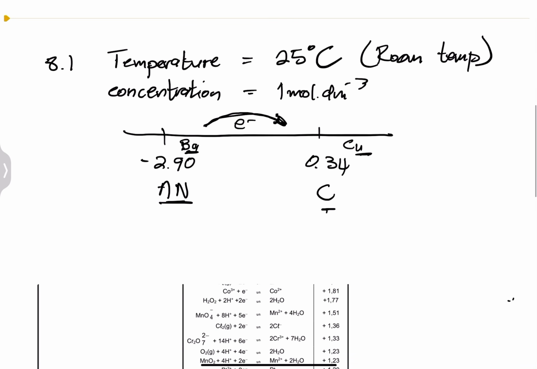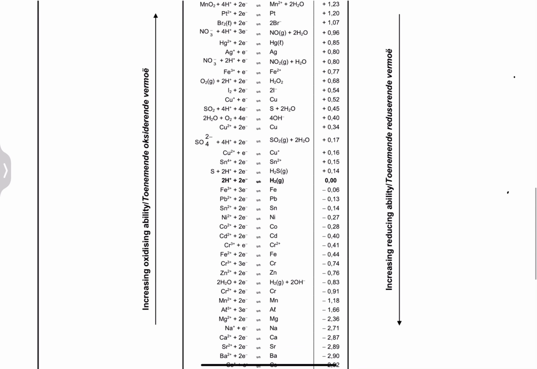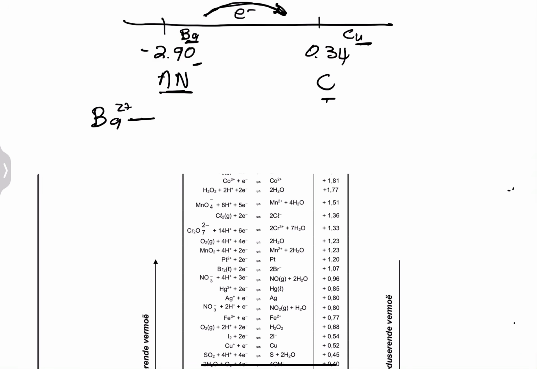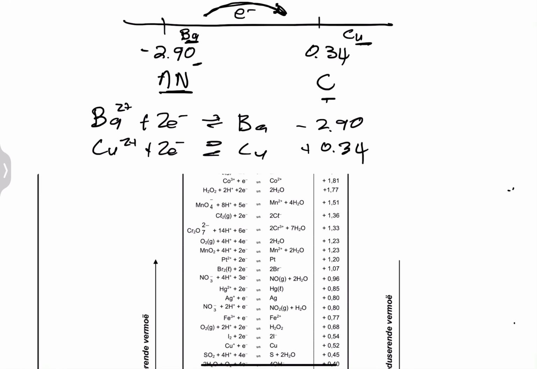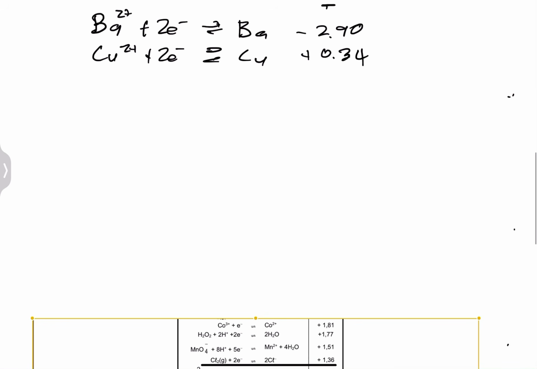Now remember, for the one that's the anode, I'm going to take the half reaction of barium. First of all, I should have written them exactly as they appear. So that's Ba2+ + 2e- ⇌ Ba, with double arrows, that's minus 2.90. And Cu2+ + 2e- gives me Cu, and that's positive 0.34. Let me just take this right down there.